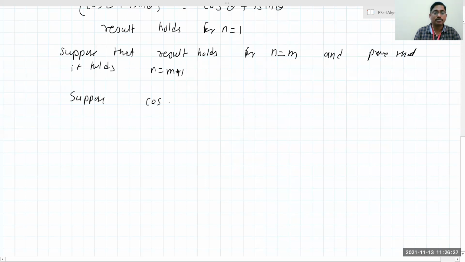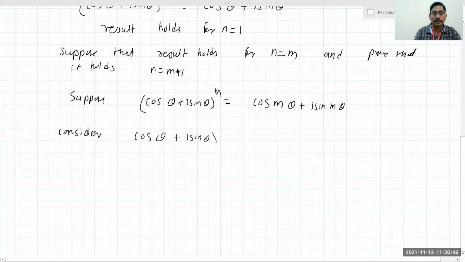So we are supposing the first part. What are we supposing? Suppose that this is holding for the case m: cos of m theta plus i sin m theta. We want to show that when you consider cos theta plus i sin theta raised to m plus 1, and expand this, you will get m plus 1 there. That we want to prove. If you prove it, then you can say that it is true for every n, every natural number, every positive integer. Positive integer means natural number.